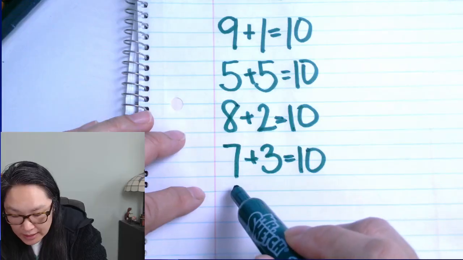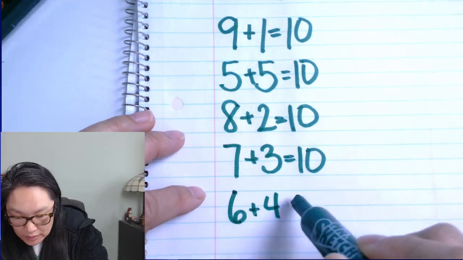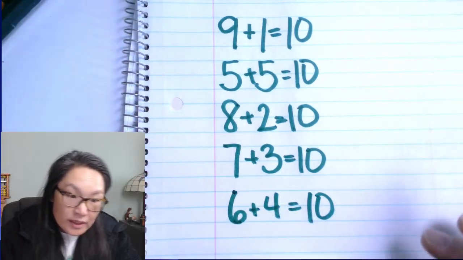Easy, right? Now, and then 6 and 4. This is easy. But you know what? School stops right there.